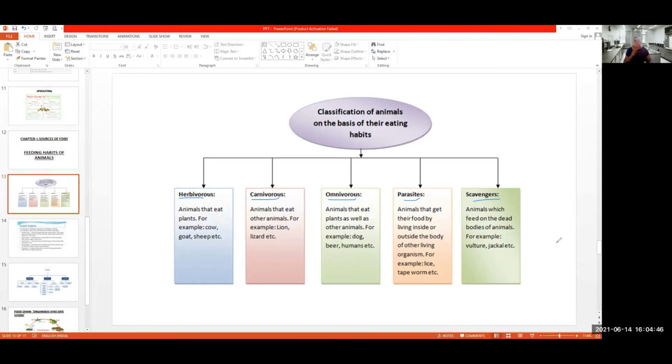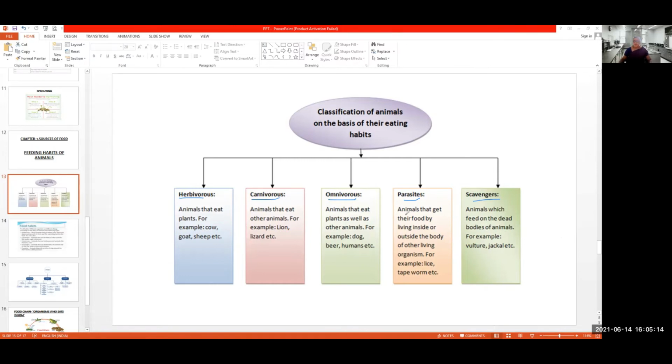Carnivorous animals eat other animals. Examples: lion, lizard, frog, snake. Next, omnivorous animals eat both plants as well as animals. Examples: dog, bear, humans. We are also omnivores. We eat both vegetarian and non-vegetarian food, and milk is also an animal food. So every human is an omnivore.